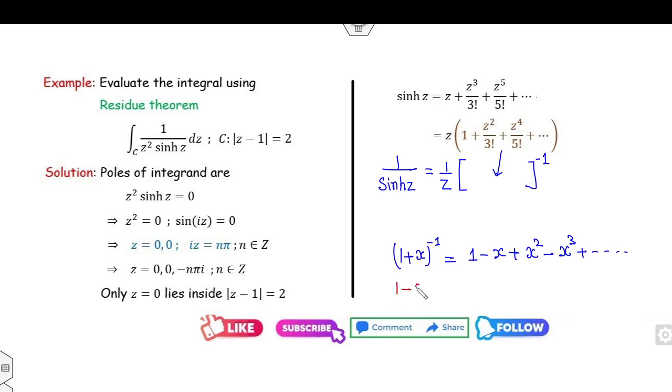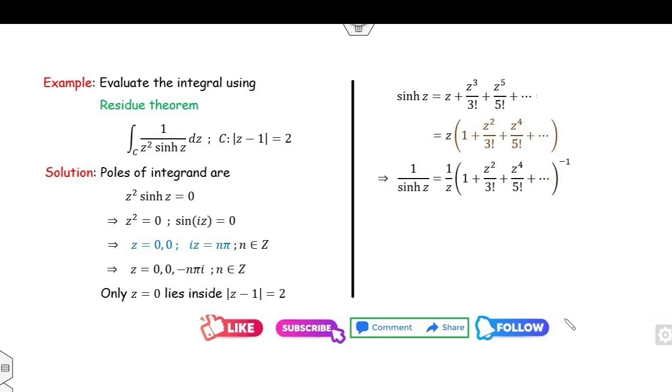Remember students, if you want to use the expansion of 1 minus x, then all the values are positive: plus x square plus x cube and so on. Now this is my x. You can start the series which is 1 minus x plus x square and so on. Fine. Now you can find the value of f(z).